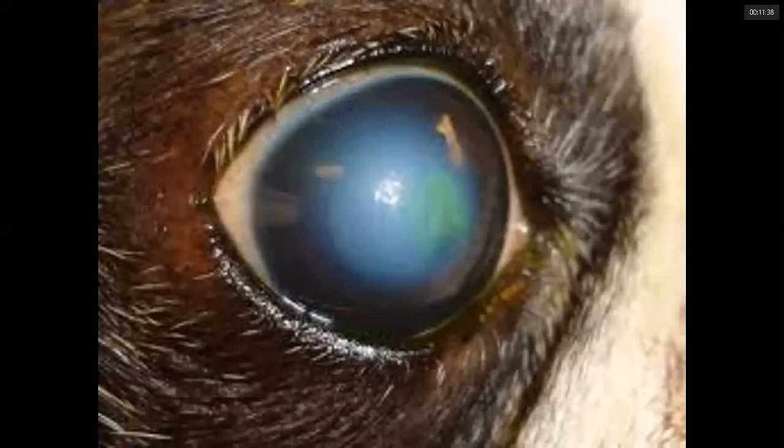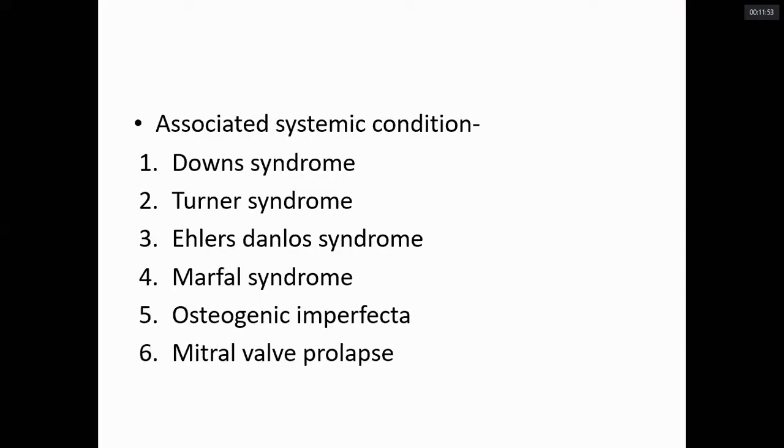Now we can see in this case, a conical cornea. When the patient looks down, there is notching of the lid. This is the Munson sign. This conical cornea, keratoconus, is associated with different diseases: Down syndrome, Turner syndrome, Ehlers-Danlos syndrome, Marfan syndrome, osteogenesis imperfecta, and mitral valve prolapse. These are the systemic associations of keratoconus.